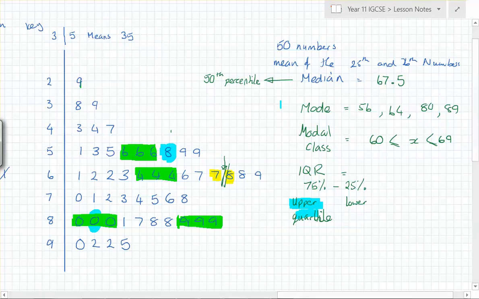Okay? So the upper quartile would be 80, subtract 58, which means the interquartile range would be 22. That's the interquartile range. Okay.